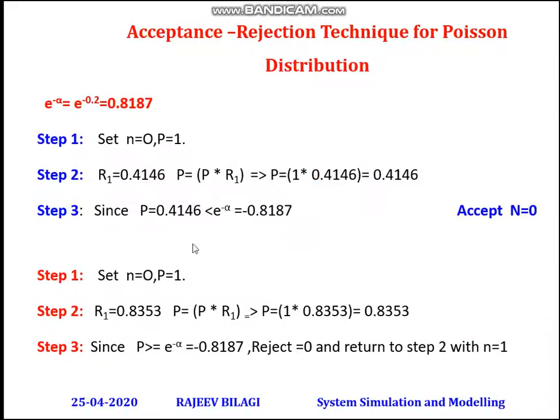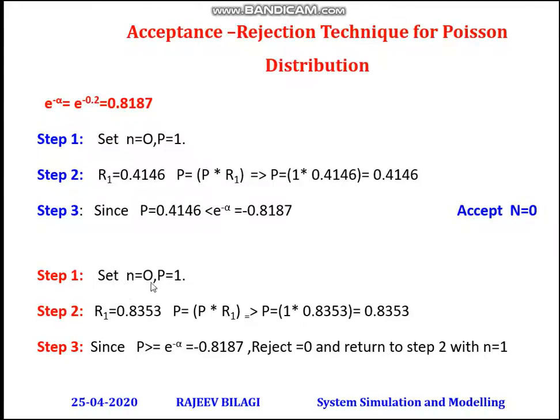Now again I will start with the same step, n equal to 0, p equal to 1. So r1 equal to 0.4146, and you are going to get the new p value as 0.4146. So that p is again smaller than the value of e to the power of minus alpha, then again you accept n is equal to 0. Okay, hope it is clear.